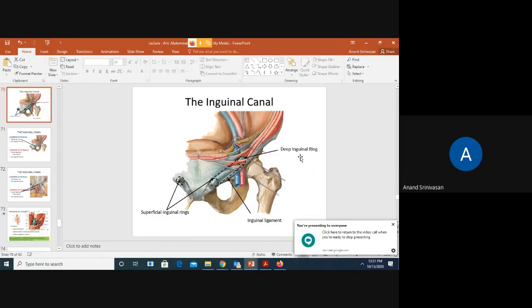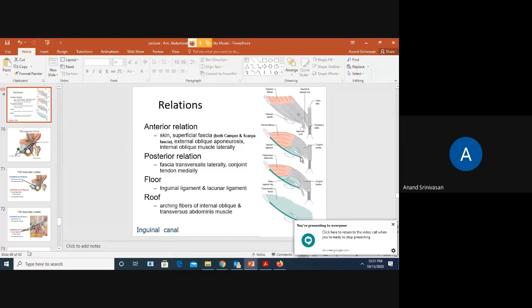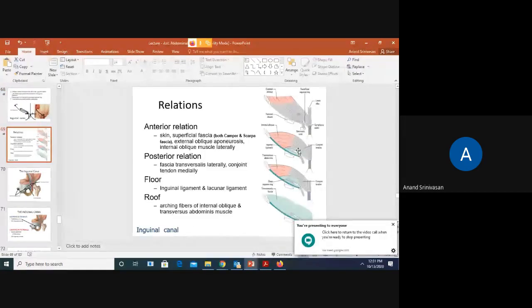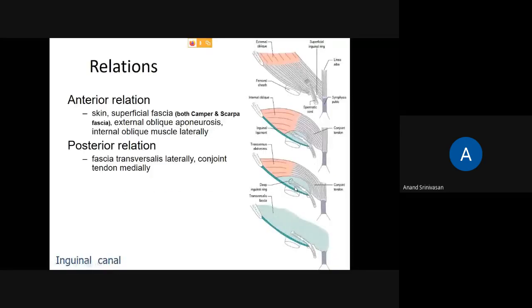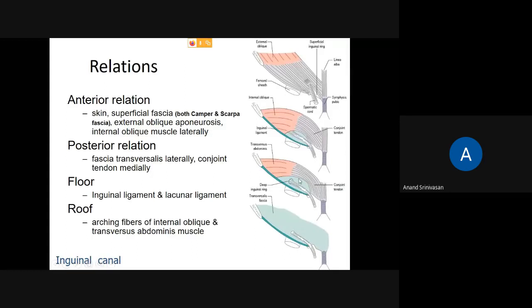Yes, someone asked me how do you close the deep inguinal ring? You cannot close the deep inguinal ring. What they do is they obliterate the inguinal canal by joining the conjoint tendon and the inguinal ligament. They join these both together, thereby obliterating the space.